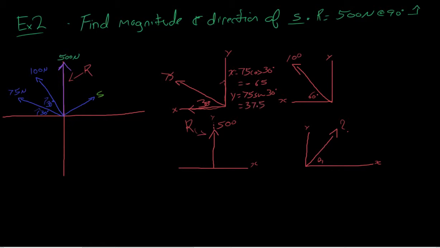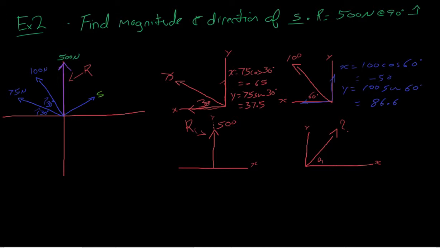I'll just change colors here. So let's find the x, which is equal to 100 cos 60 degrees, which equals minus 50, because remember it's going in the negative direction. Y is equal to 100 sine 60 degrees, which equals 86.6, and it's obviously going up, so it's going in a positive direction.